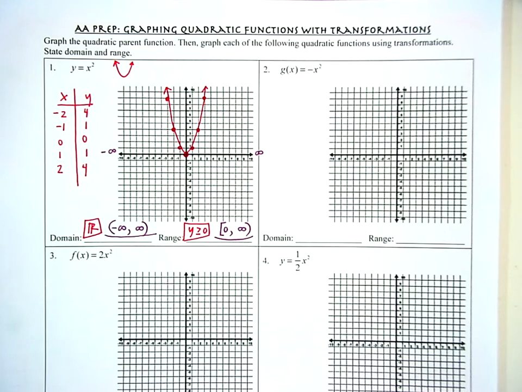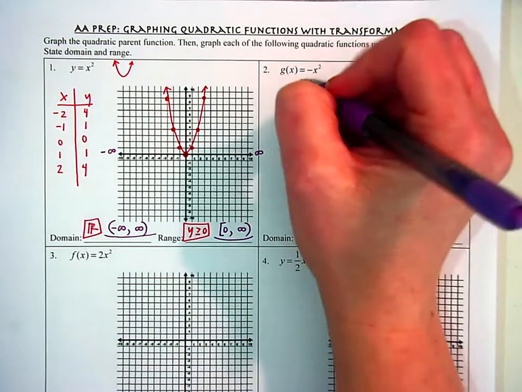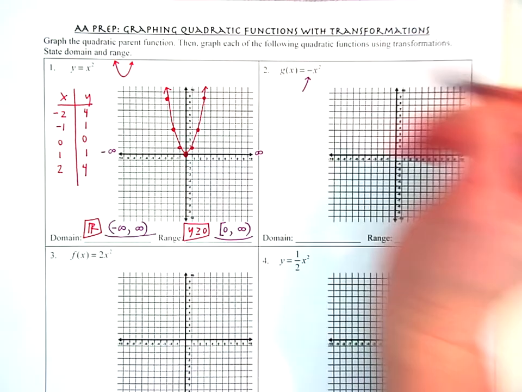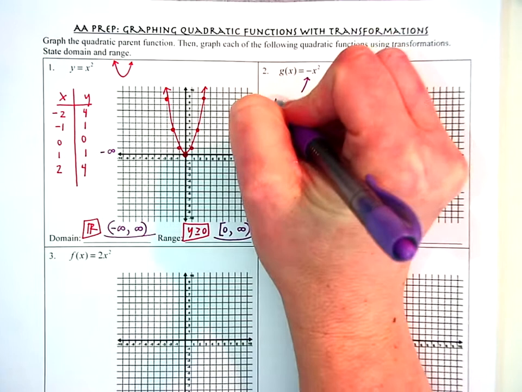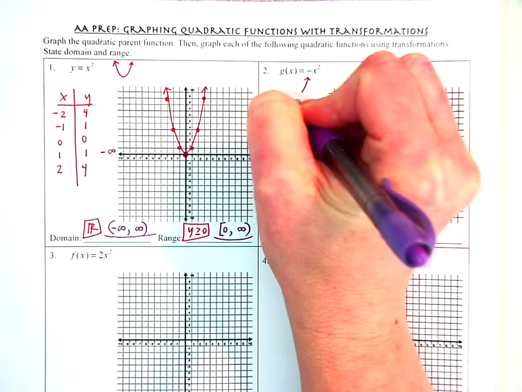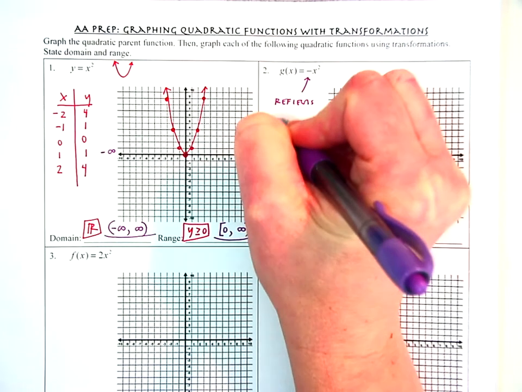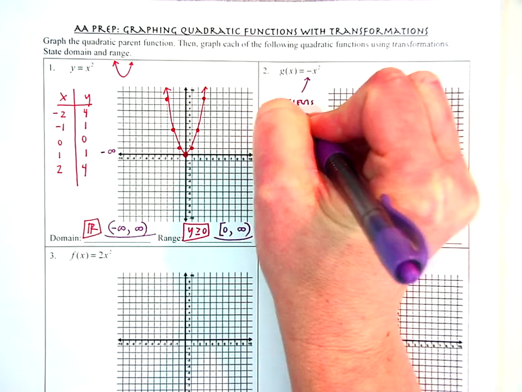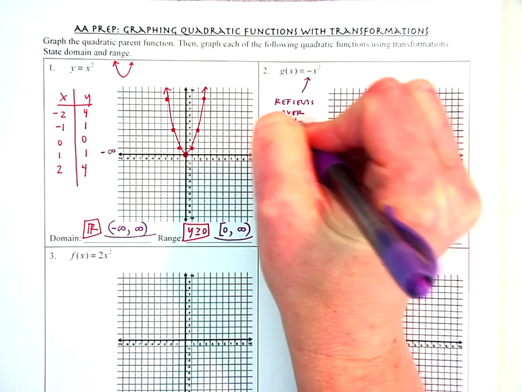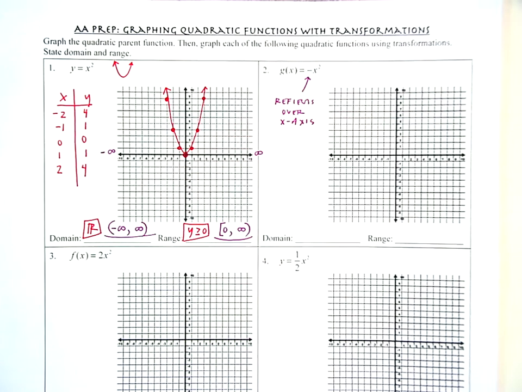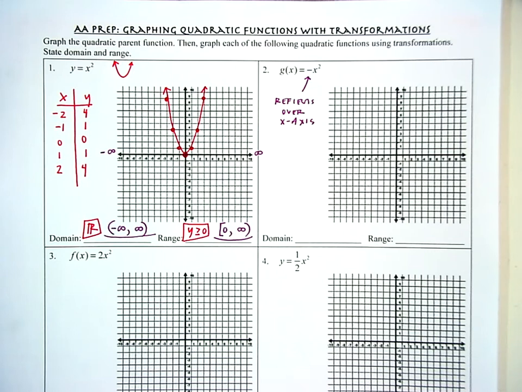All right, so next it's recognizing the transformations and graphing accordingly. So here in this one we see, oh, the only thing that's different is this negative right here. So that negative is saying that it's a reflection over the x-axis. So it's the same as the parent, except it's not going to open up. It's going to open down. It's going to reflect over the x-axis.